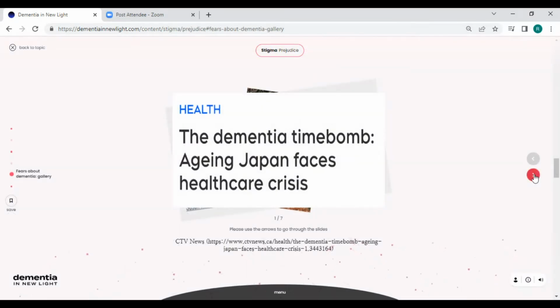Under the topic of stigma and the subtopic of prejudice, we explore fears about dementia. Fear of the unknown is real for families and people living with dementia. Here are book covers and titles from journal and news articles.